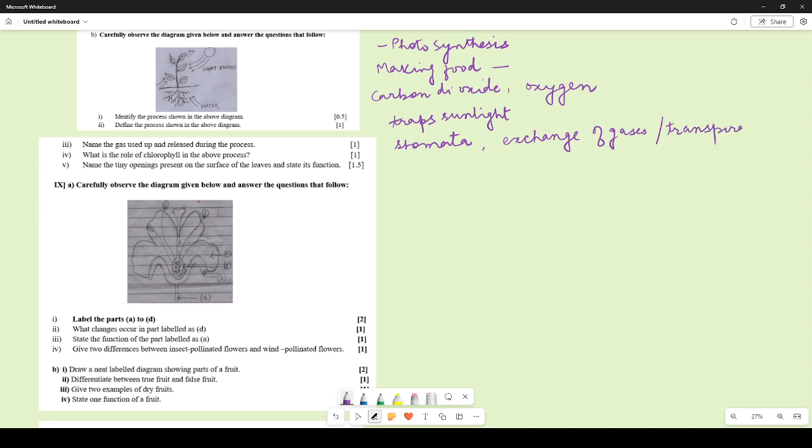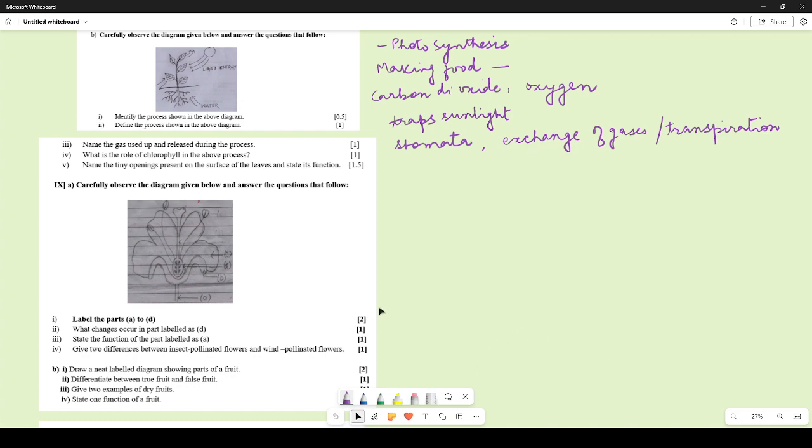It helps in oxygen going in and carbon dioxide coming out, or carbon dioxide going in and oxygen coming out, because it is related to this process. So in its function you can write exchange of gases. Okay, so that will be the correct answer.